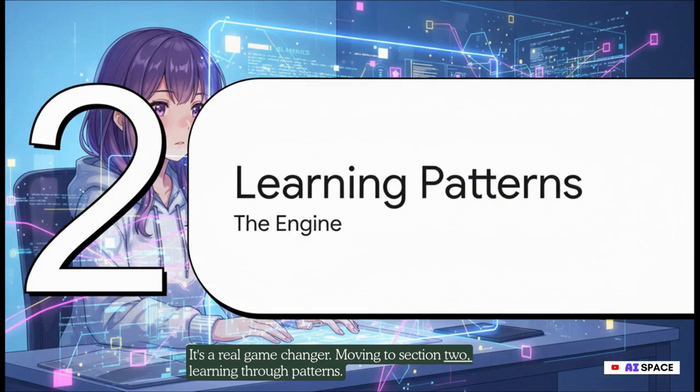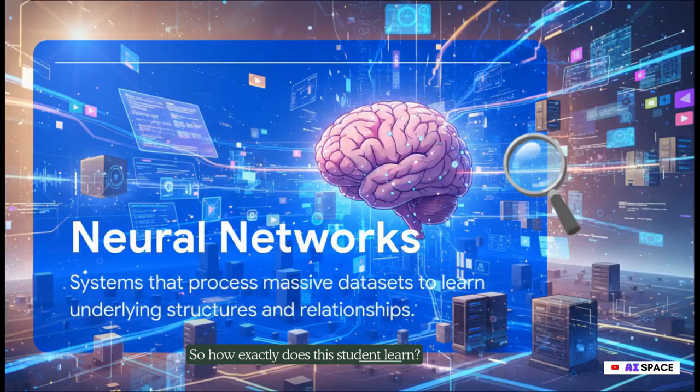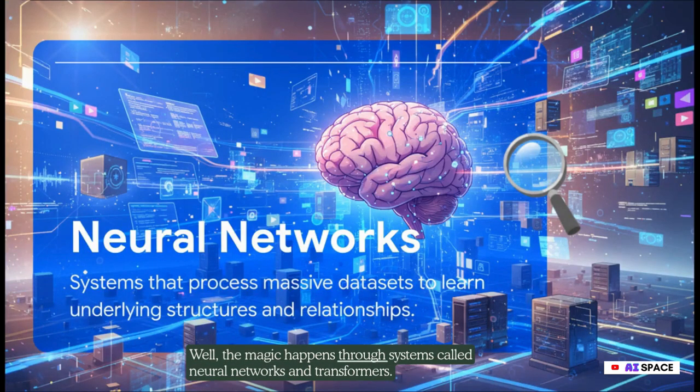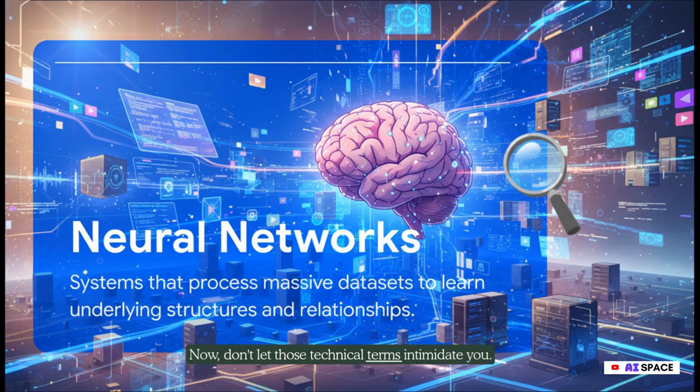Moving to Section 2, learning through patterns. This is the engine under the hood. So how exactly does this student learn? Well, the magic happens through systems called neural networks and transformers. Now, don't let those technical terms intimidate you. Simply put, these are complex computing systems inspired by the architecture of the human brain. During their training, they are fed massive datasets. Literally, vast chunks of the entire internet, millions of images, thousands of hours of audio.